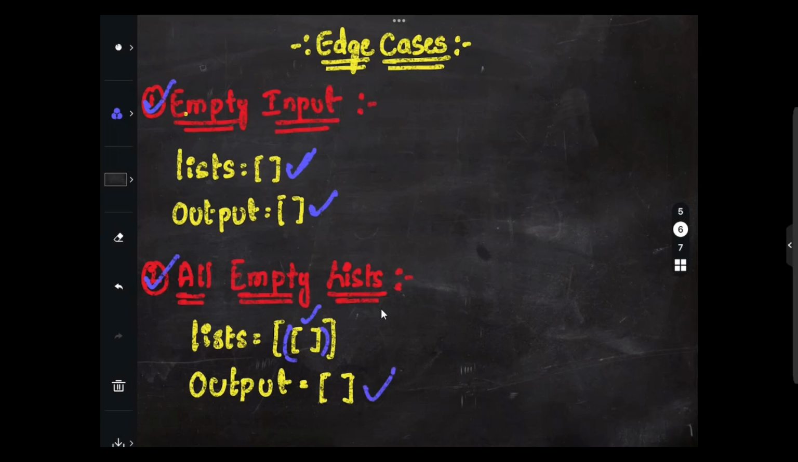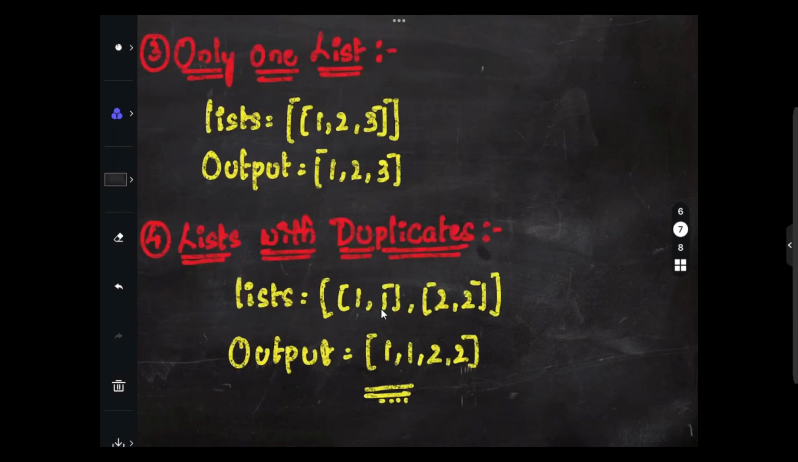So we will return the empty list itself as output. So let's come to the third edge case, only one list. When I say only one list, see here, lists, we have one list which consists of the elements 1, 2, 3. So here we have only one list, we will return it as it is, right? So 1, 2, 3 will be the output in this case.